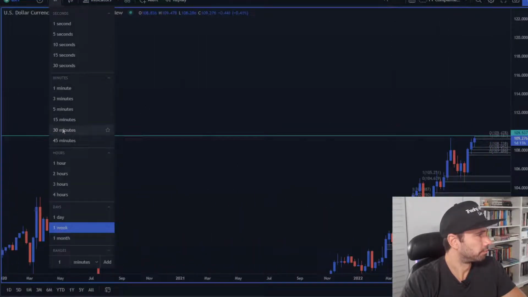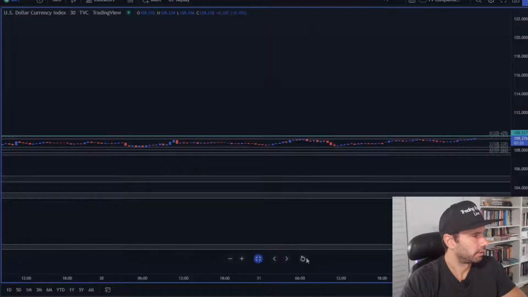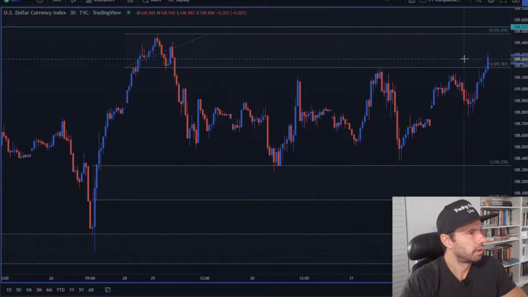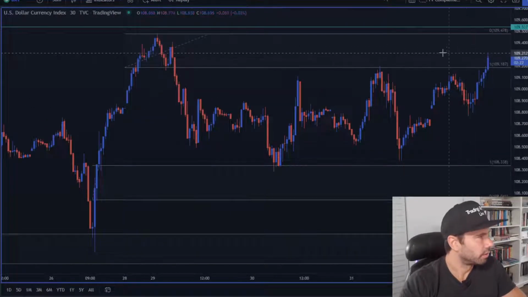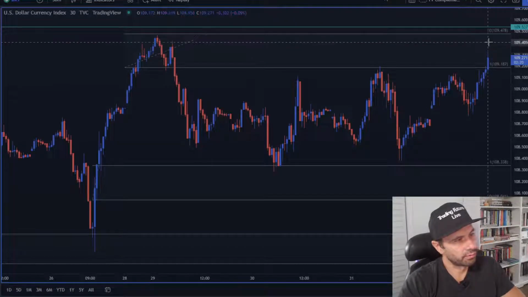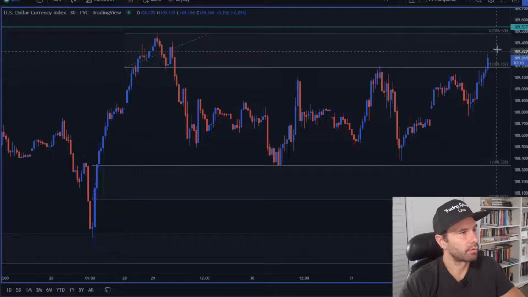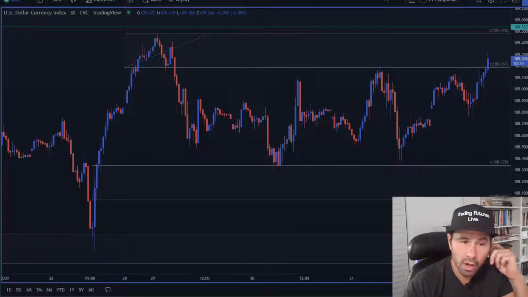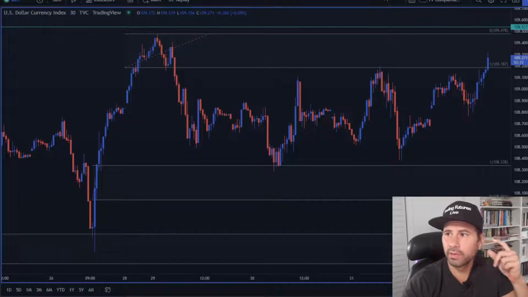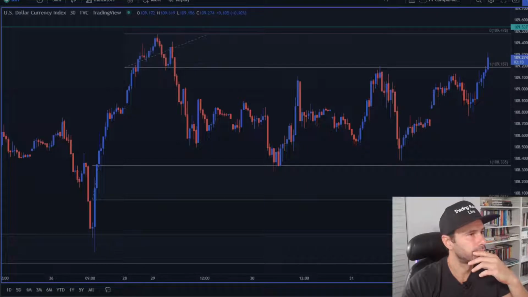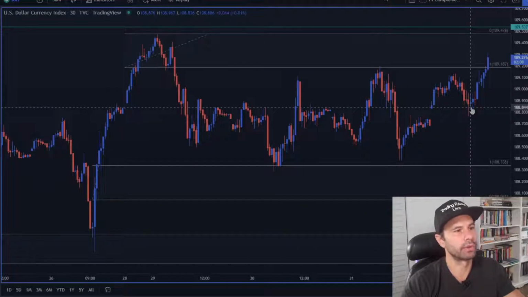All right, so this is a 30-minute. I'm paying attention to this supply. If we have some sort of reversal, we might have some sideways movement here in the market. Now, the market is turning a little bit oversold right now.